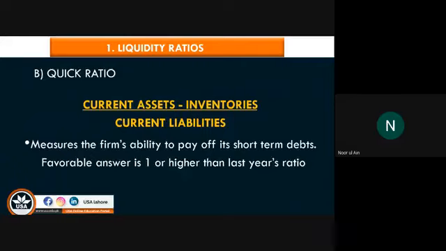Your answer must be at least 1 or higher than 1 if you are assessing the current year's answer. But when you are comparing 2 years' values, the answer must increase compared to the last year's answer. Fine. The favorable standard says that your answer of this particular ratio must be 1. That means excluding inventories, the remaining assets must be equal to the value of current liabilities. If not more than current liabilities, then those liquid assets must be equal to your current liabilities.